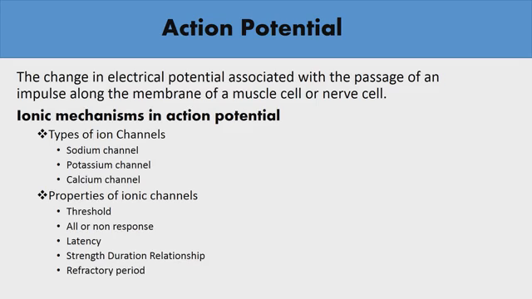Next is the latency. Latency is the time period between the onset of the stimulus current and the peak of the ensuing action potential. Next is the strength-duration relationship. These both are very important to initiate any action potential. And then there is the refractory period, which is a period when a membrane cannot be stimulated to support an action potential. So that is about the types of ion channels and the properties of the ionic channels.